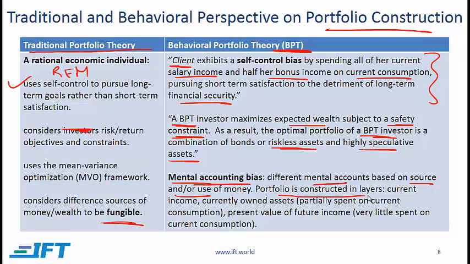The portfolio is constructed in layers, and the layers are current income, currently owned assets, and the present value of future income. Money from current income is generally spent on consumption. The returns from currently owned assets are partially spent on current consumption, and then we have the present value of future income, and very little of this money is spent on current consumption.